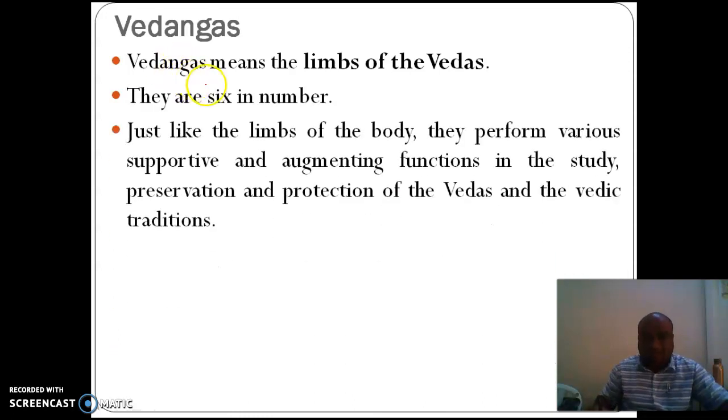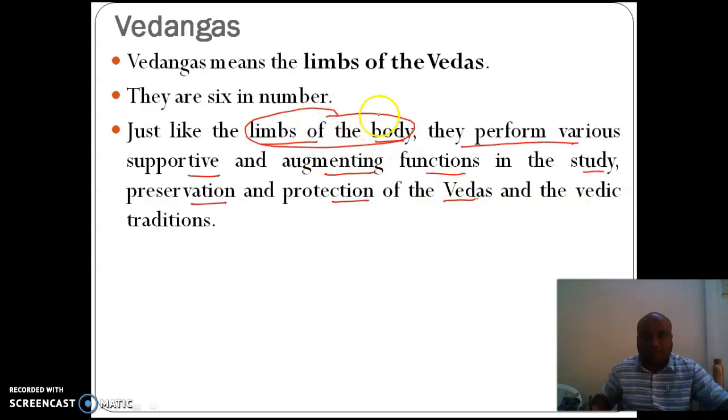Just like we have limbs of the body, they perform various supportive and augmenting functions in the study, preservation, and protection of the Vedas. Like how limbs of the body protect the human body system, in a similar way, Vedangas protect the Vedas and Vedic traditions.